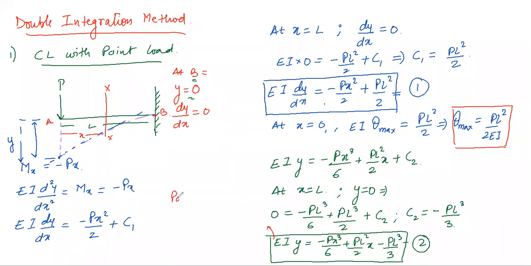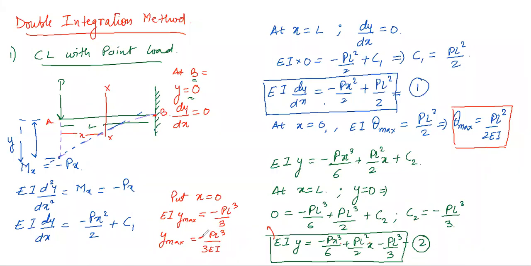put x is equals to 0, because you see that at x equals to 0 at this point you will get the maximum deflection, yes or no? When you put the value of x equals to 0, you will get ये value 0 हो गई, ये value 0 हो गई, ये values बची. So you can define that EI y max, which is also defined as minus pl cube by 3, which is also to be defined as y max is equals to pl cube by 3 EI.